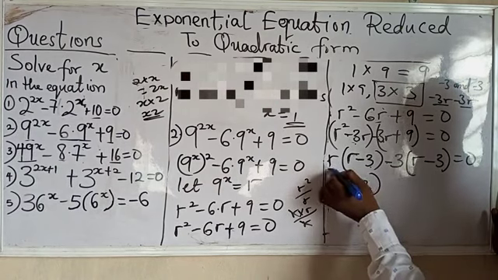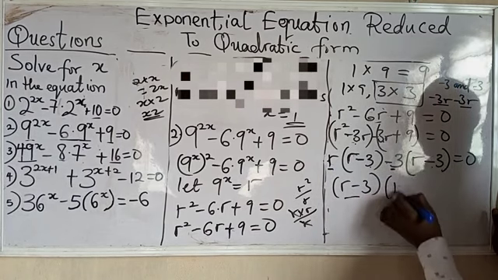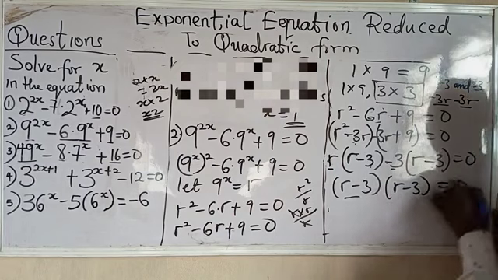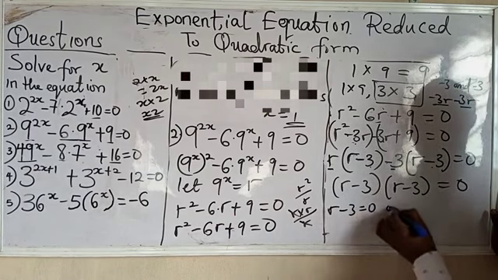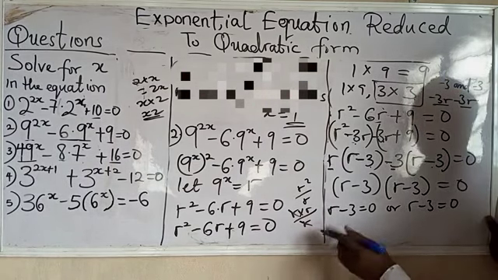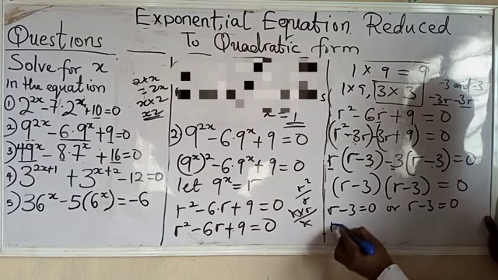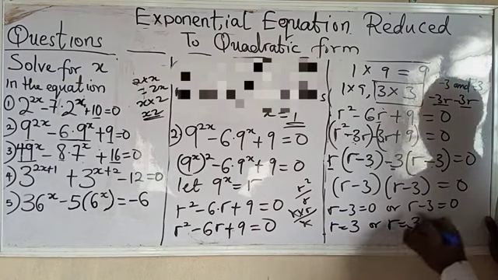You pick this and gather them together as one, and these ones are also common. I'll say r minus 3 equals 0. So it's same thing as saying r minus 3 equals 0, or r minus 3 equals 0. So we have r equals to 3, or r equals to 3.